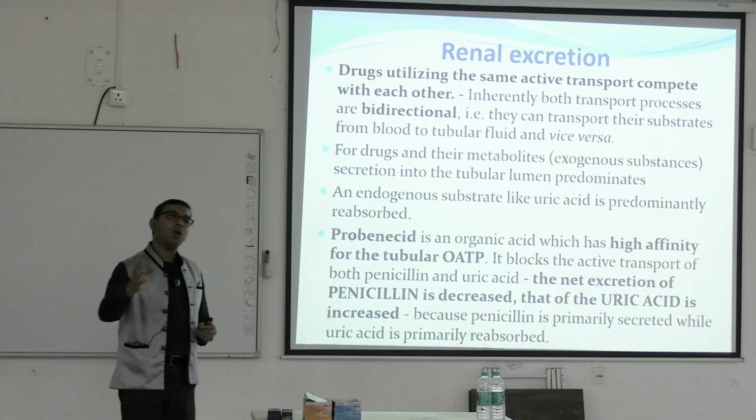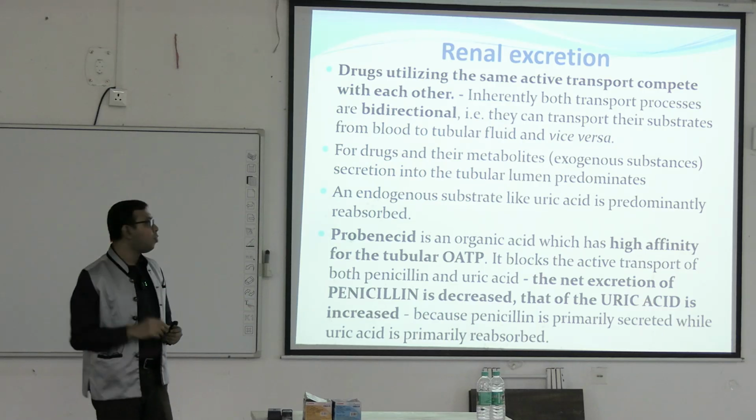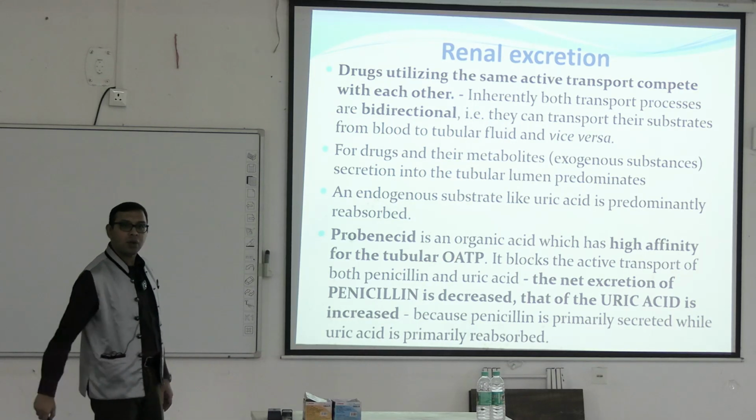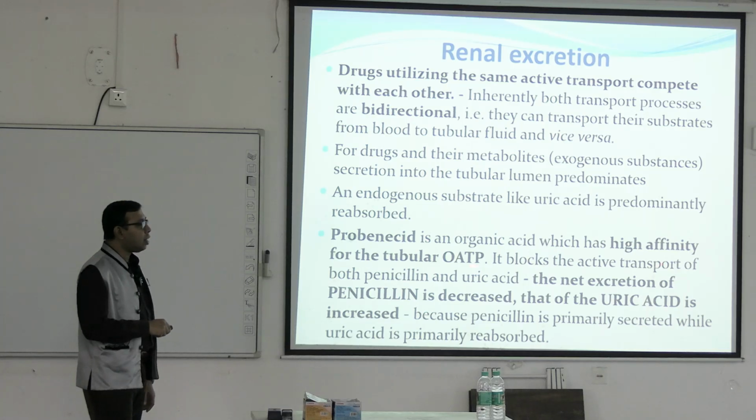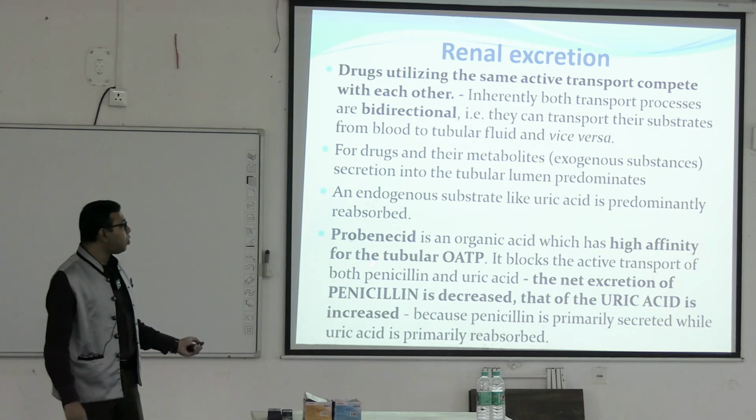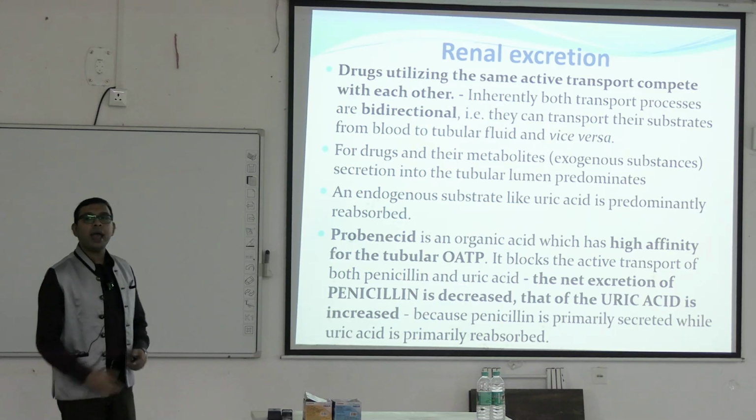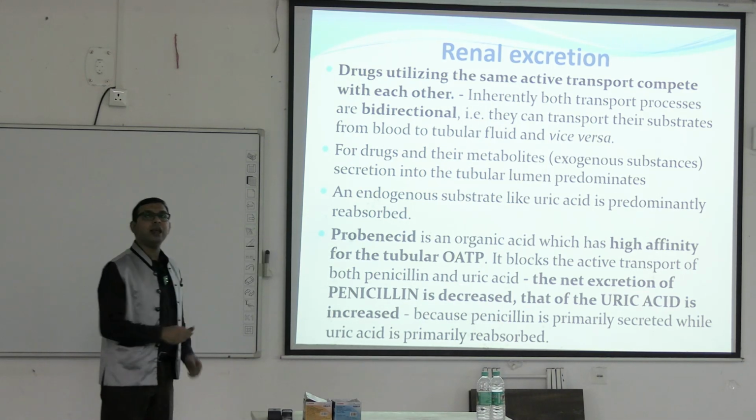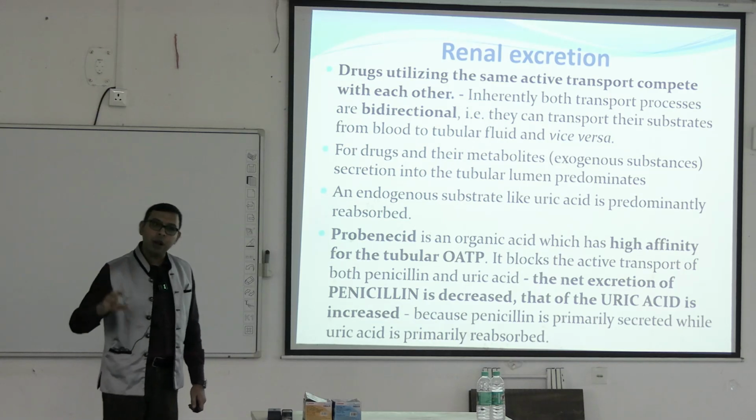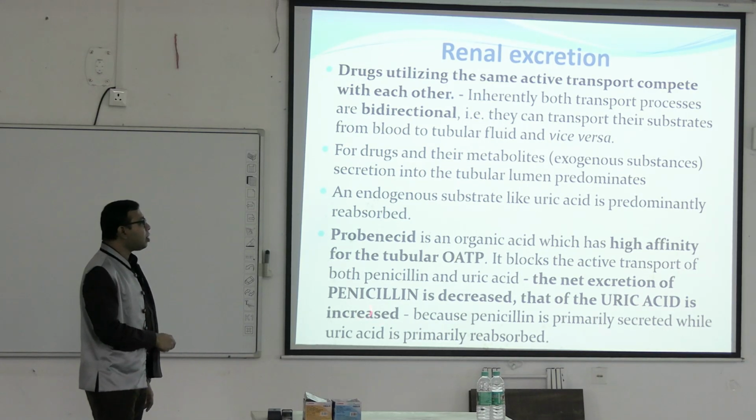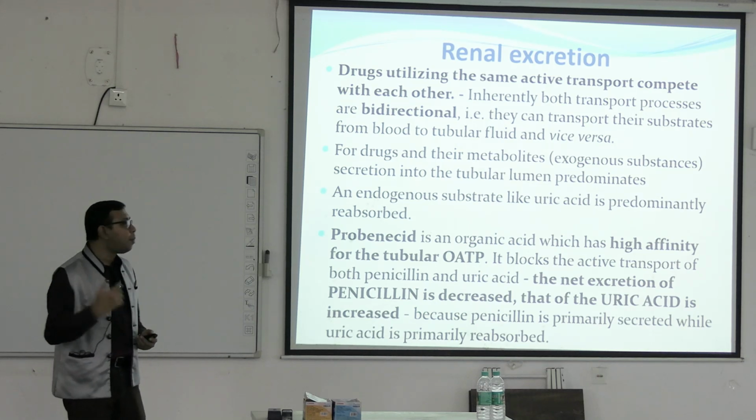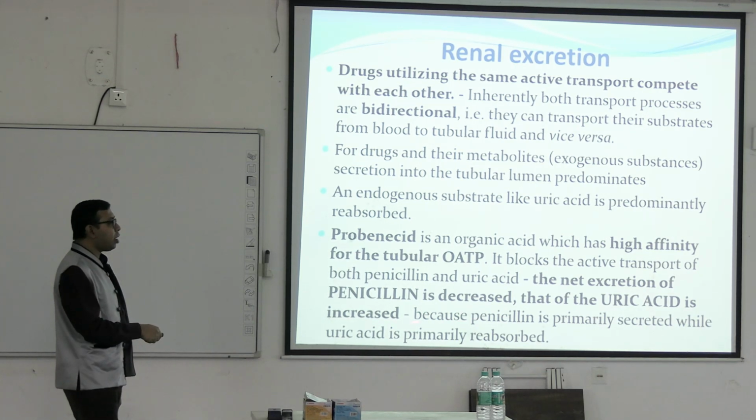So this endogenous substance can also compete with the drugs for the same type of receptor in the glomerular filtrate. For example, probenecid is a drug which is an organic acid and which has high affinity for the tubular organic anion transporter. It blocks the active transport of both penicillin and uric acid. Penicillin is a drug and uric acid is present in our body. So when probenecid is given, it competes with both penicillin as well as uric acid for this organic anion transporter. So the net excretion of penicillin is decreased. Penicillin cannot be excreted out through the organic anion transporter because probenecid mainly blocks that, and probenecid is mainly secreted. And the excretion of uric acid is also decreased because uric acid is also not excreted out. So more and more uric acid builds up within our body, which can lead to hyperuricemia, because penicillin is primarily secreted while uric acid is primarily reabsorbed.